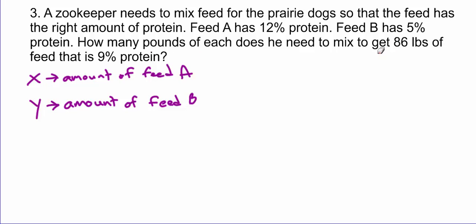All right, so I like to start with the easy equation, which is, I know we have 86 pounds total. So that tells me x plus y equals 86. Okay. The other one is about protein.